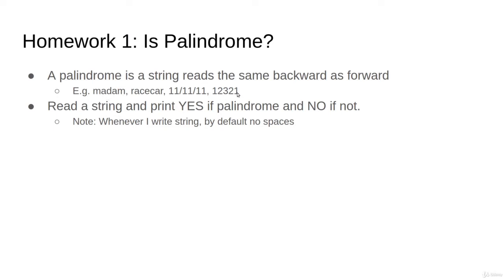A number like 1, 2, 3, 2, 1. If you read it from left to right or right to left, it will be the same. You will read a string and print yes if it is a palindrome or no if it isn't. By default in assignments, when I just mention string, I just mean something without spaces. So you just expect something like that.